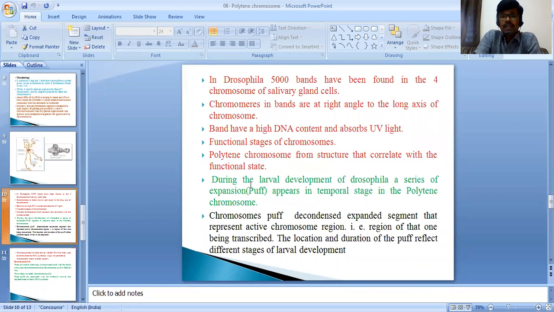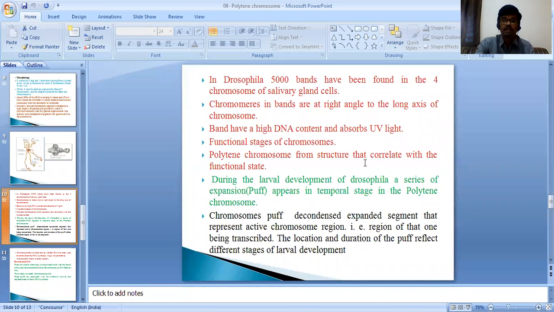Next, in Drosophila, 500 bands have been found in the four chromosomes of the salivary gland cells. The bands are at right angles to the long axis of the chromosomes. Bands have high DNA content and absorb UV light. म्हणजे ह्या बँडमध्ये डीएनए कंटेंट्स असतात आणि ते absorb करून काय करतात म्हणजे UV light, ultraviolet light will be absorbed.